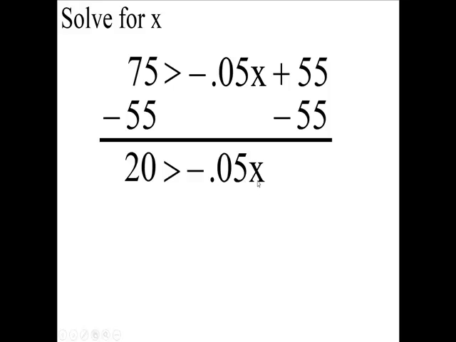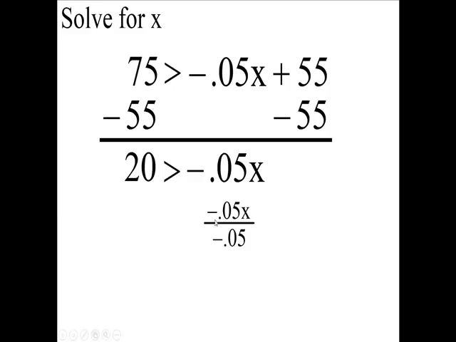Now, the coefficient of x is negative 0.05. When you have two terms, here's a term here and a term here, that's when you get rid of the coefficient. So we're going to divide both sides by negative 0.05. So write this over negative 0.05 and write 20 over negative 0.05.